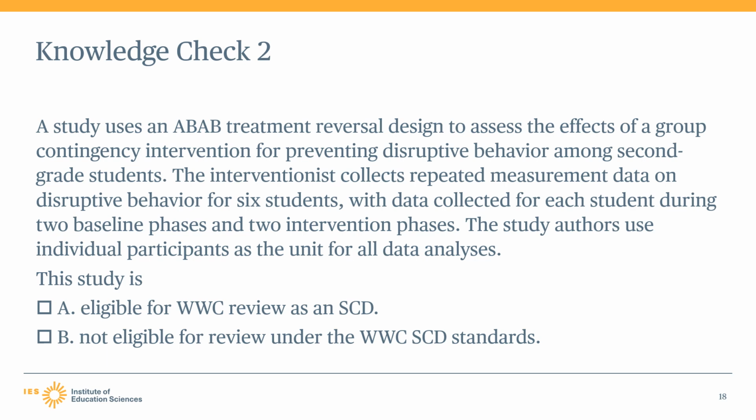Knowledge Check 2. A study uses an AB-AB treatment reversal design to assess the effects of the good behavior game intervention for preventing disruptive behavior among second-grade students. The interventionist collects repeated measurement data on disruptive behavior for 6 students, with data collected for each student during 2 baseline phases and 2 intervention phases. The study authors use individual participants as the unit for all data analyses.